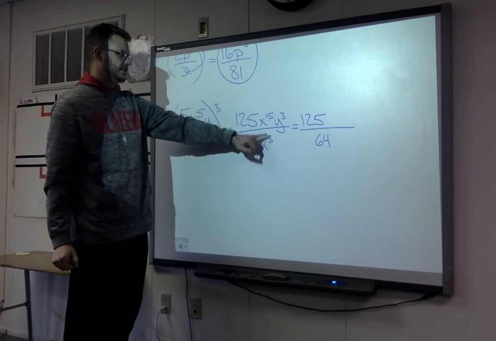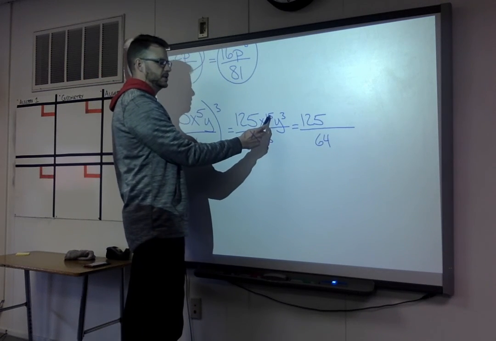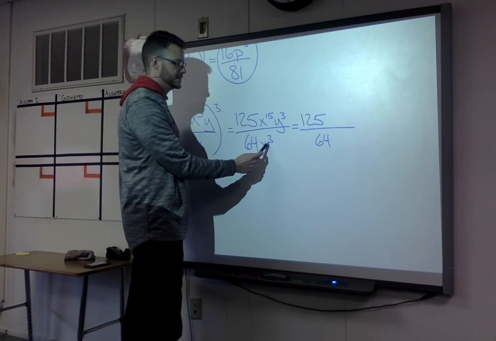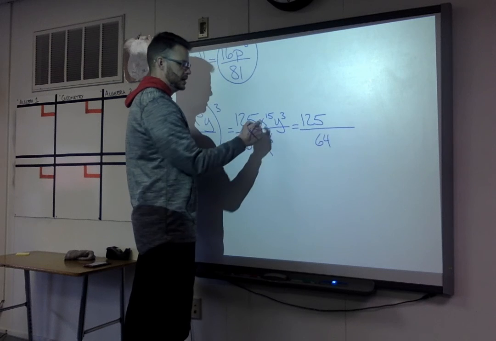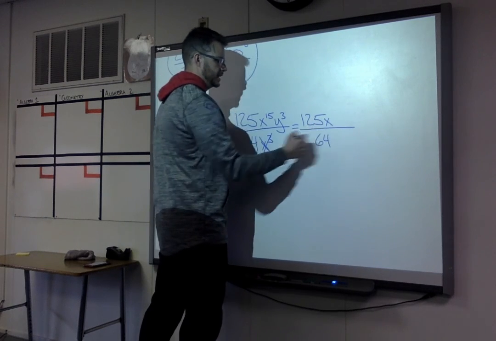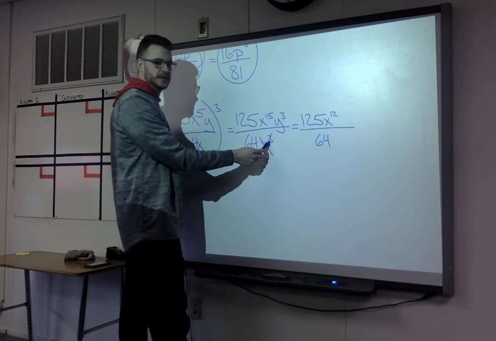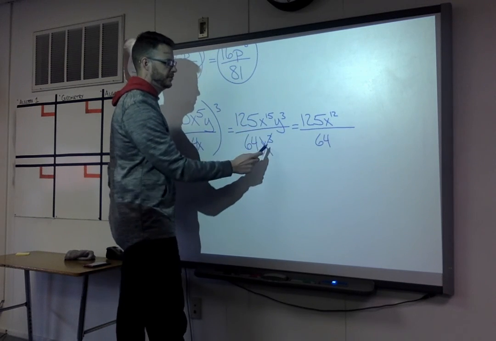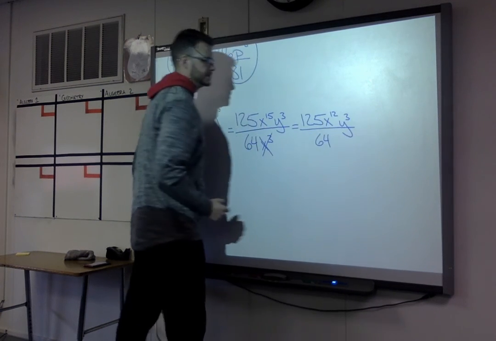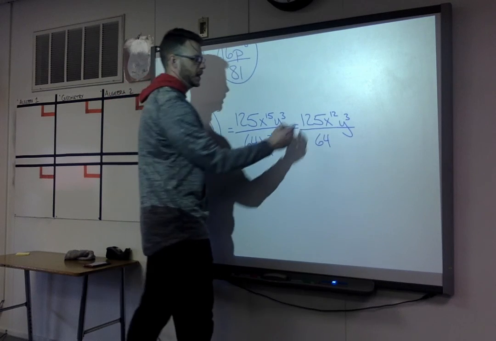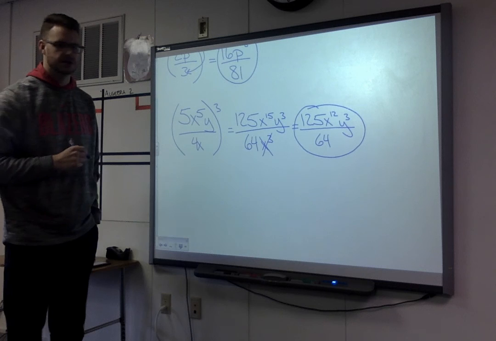X to the 15th divided by x cubed. Here, since the numerator has a higher power than the denominator, we're going to cancel out the denominator, and then the numerator would become x to the 12th, because 15 minus 3, since we're dividing, we subtract. 15 minus 3 is 12, and then our y cubed stays the same because we do not have a y in the denominator. And that would be the simplified version right there.